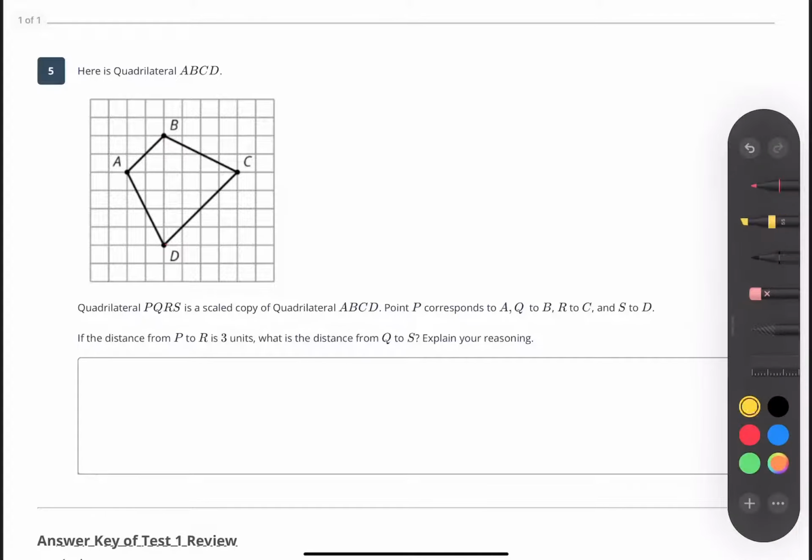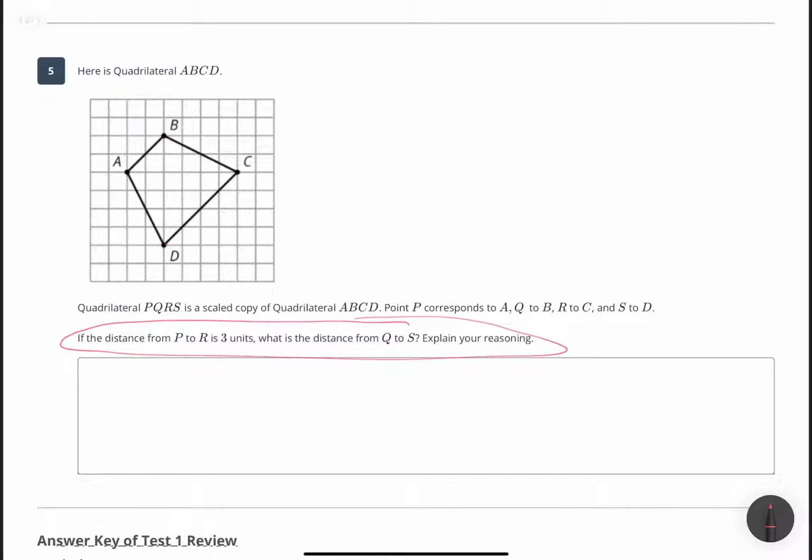So I'm going to circle my question, and it wants me to explain my reasoning. With these types of questions, you have to pay attention to what it's really asking. Sometimes it says explain or show your reasoning, where you could just leave your math work there, as long as it's clear. But here it wants you to explain your reasoning. It wants you to provide your answer in sentence form. Okay, so let's dive in.